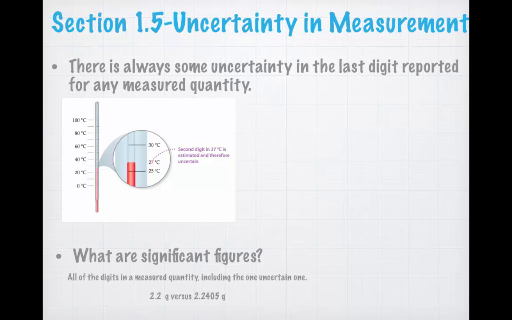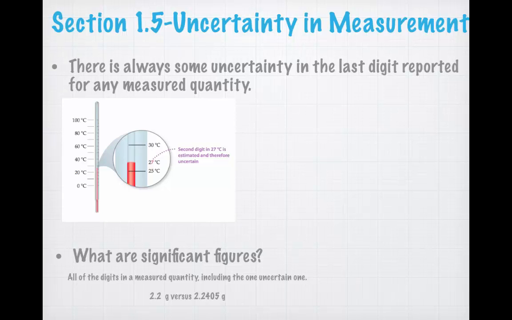In section 1.5 we're going to be talking about uncertainty in measurement. And whenever we're measuring, there is always some uncertainty, and that uncertainty is in the last digit that we report. So for example, if I have a thermometer, as you can see in this diagram, and I have a 25 degrees Celsius mark and a 30 degrees Celsius mark, if I were to estimate that that alcohol line, that red alcohol line, goes up to about 27, that 7 is being estimated. I am uncertain of its accuracy, but I'm going to estimate that it's a 7.